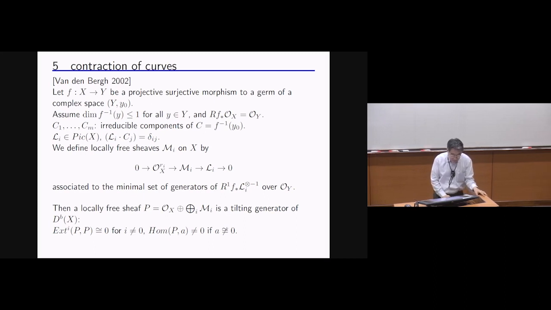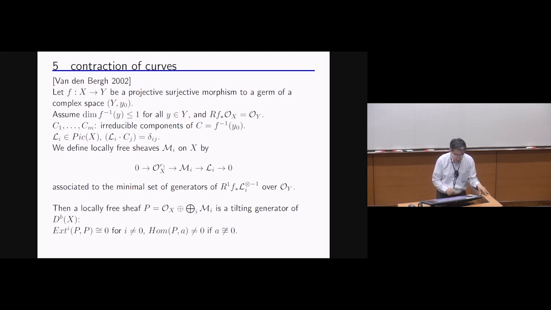So let f be a projective surjective morphism to a germ of a complex space Y, and assume that the fiber dimension is at most one for every base point. So every point on the base. And moreover, assume that there is no higher direct image sheaf, and also it's a contraction morphism. And let C1 to Cm be the irreducible components of the central fiber.